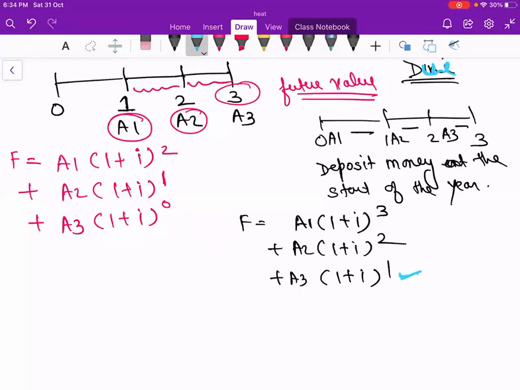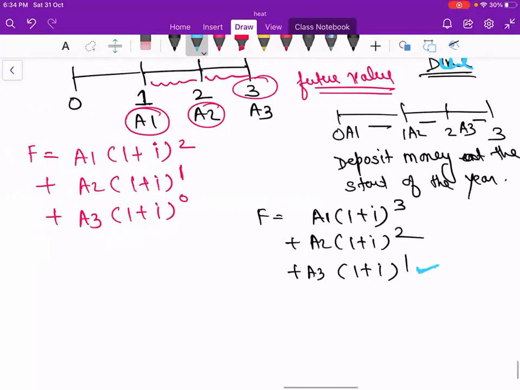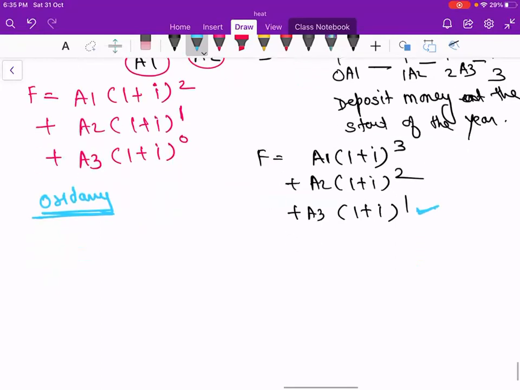So this is the thing. In GATE they have asked questions only from ordinary. They have not asked a question from the second part.